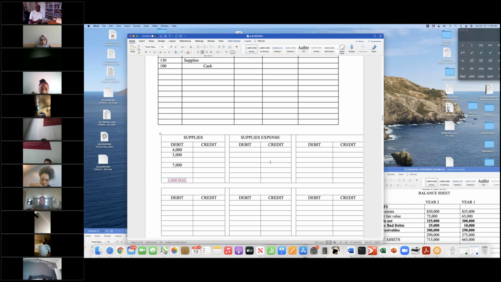What is our adjusting entry going to be? You're going to credit supplies expense for 6,000 and then supplies. No, you're going to debit supplies expense for 6,000 and credit supplies for 6,000.